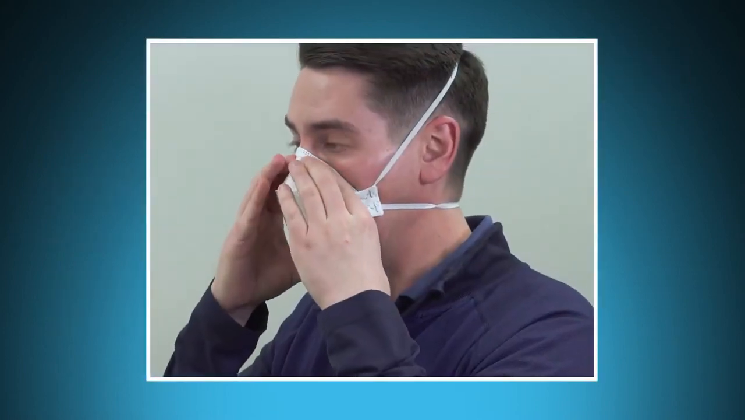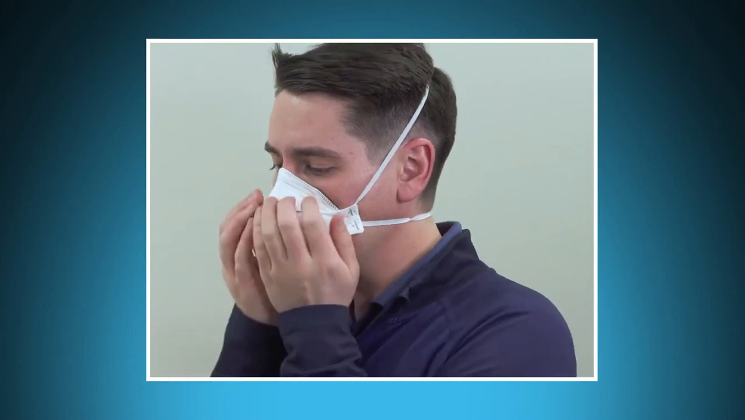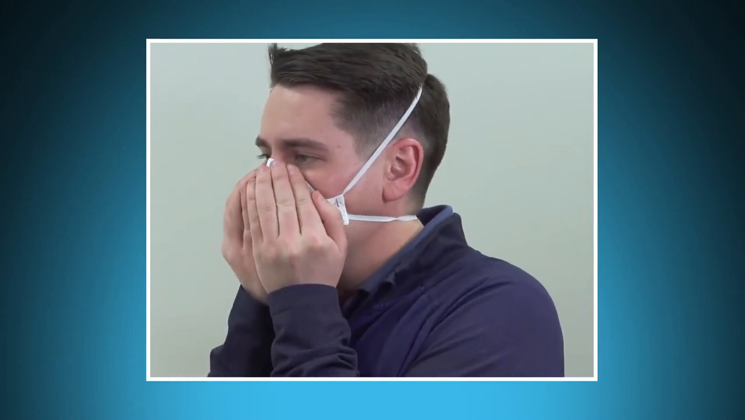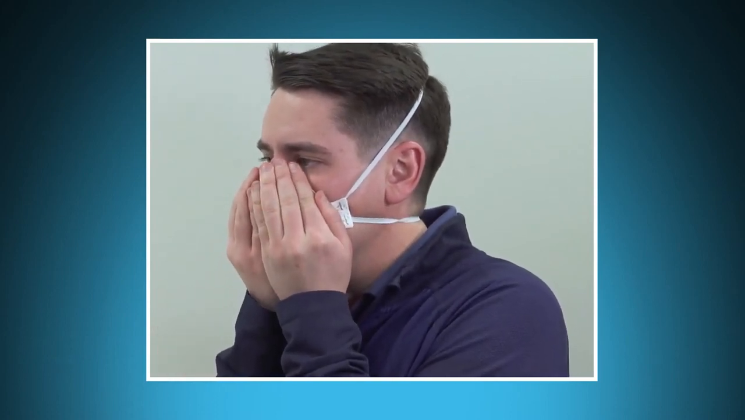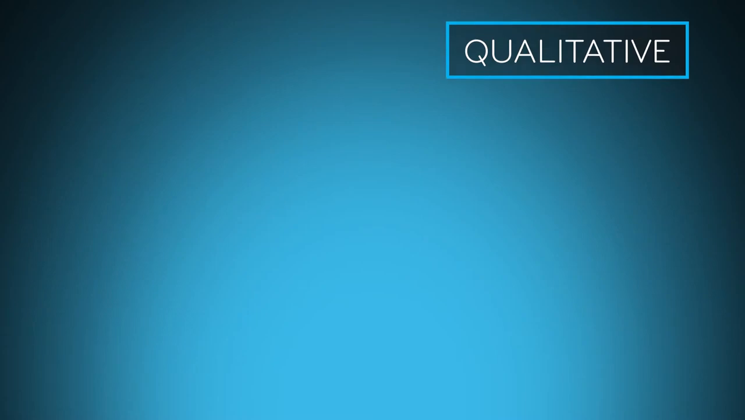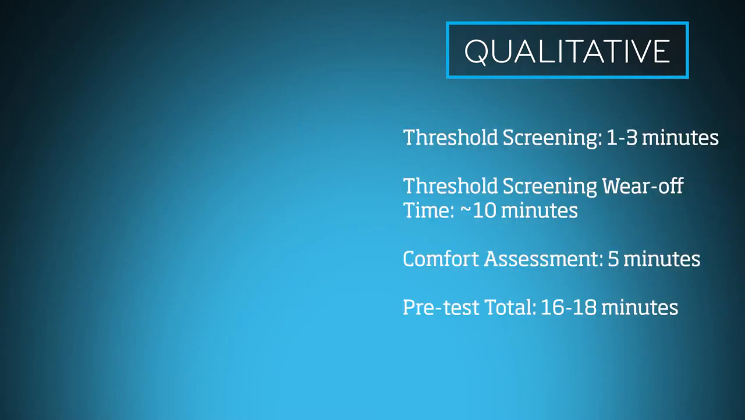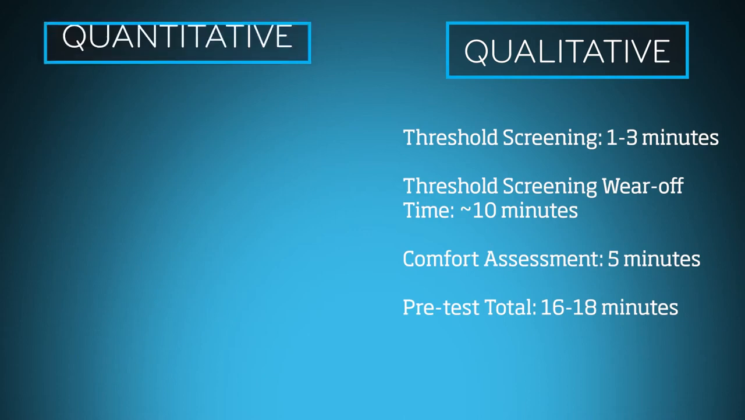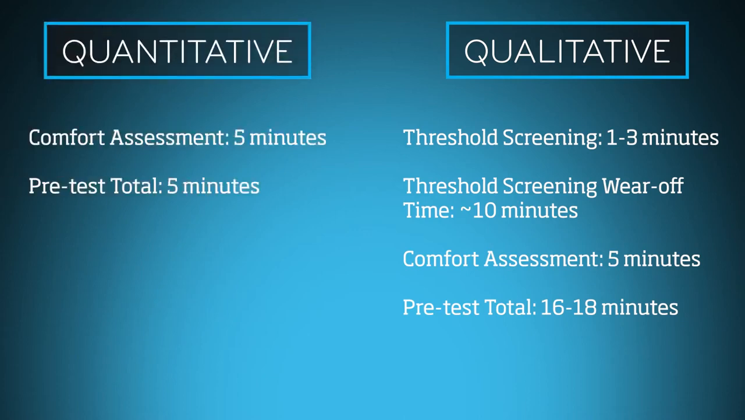To prepare respirator wearers for the fit test, with each method the respirator wearer must complete a seal check, then a comfort assessment by donning their respirator and wearing it for 5 minutes to allow it to properly seat and seal to the face and gauge comfort. For pre-test steps, we estimate a total time for the qualitative method at approximately 16 to 18 minutes. For quantitative fit testing with the PortaCount instrument, the only pre-test step is 5 minutes for the comfort assessment.